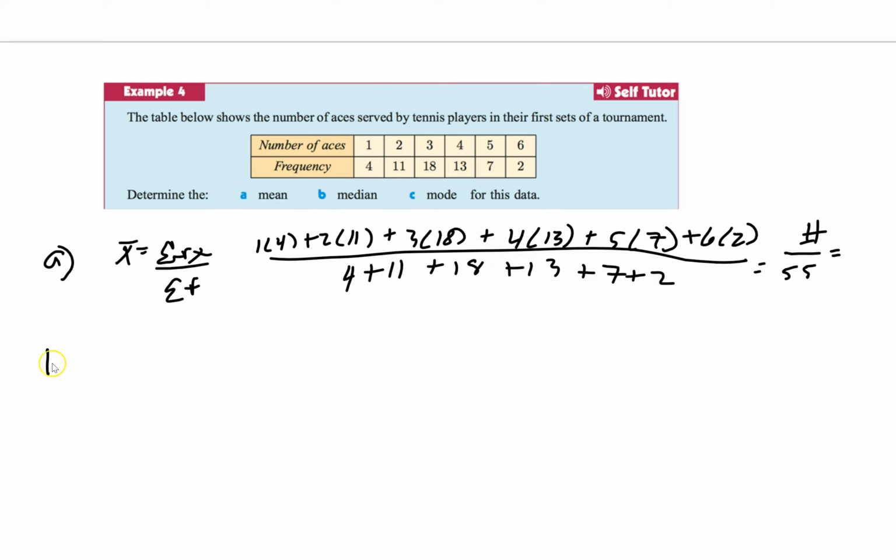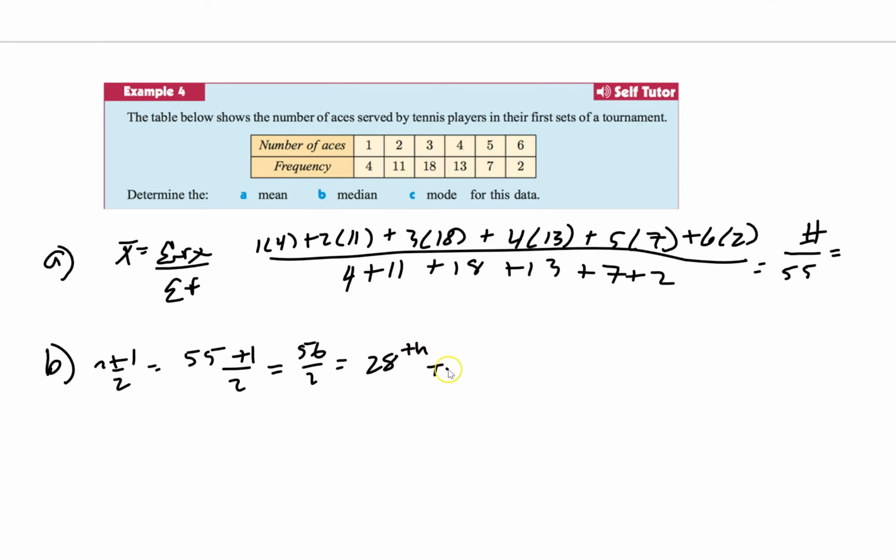Now B is we need to find the median. So again, with a huge list of numbers like that, you want to use the formula, n plus 1 over 2. In this case, that'll be 55, because n is the total number right there, plus 1 over 2, which is going to be 56 divided by 2, or the 28th.